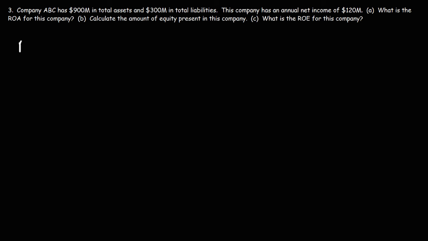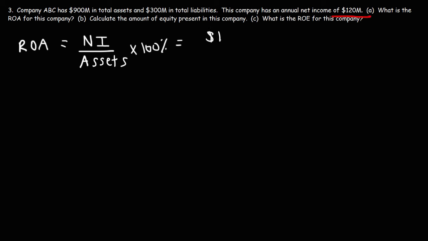So we have everything that we need in order to calculate the ROA. Recall that the ROA is going to be the net income divided by the total assets times 100%. So we can see that the company has a net income of $120 million. The total assets of this company is $900 million. And so we just got to divide those two numbers.